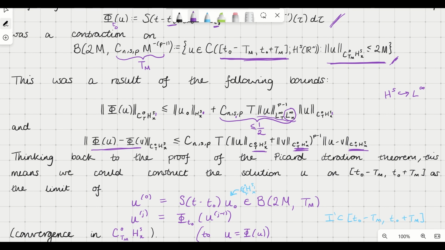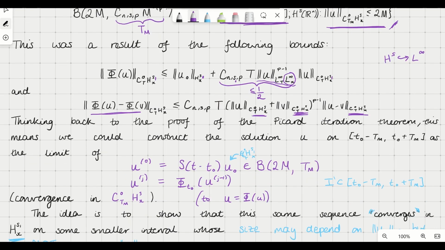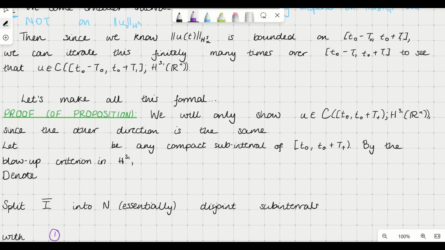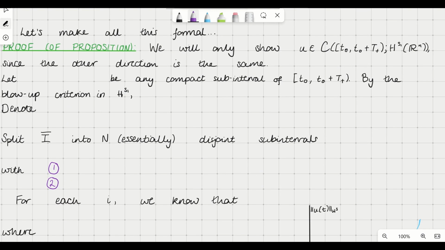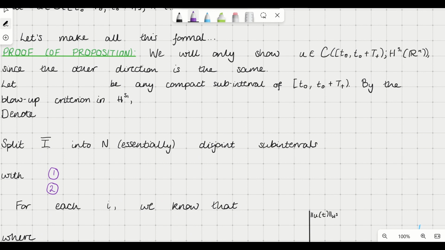So this is, I know, a bit confusing and a bit fast, so let's try and now make this rigorous, do it properly, and write it all down. So it's time to prove properly this persistence of regularity.